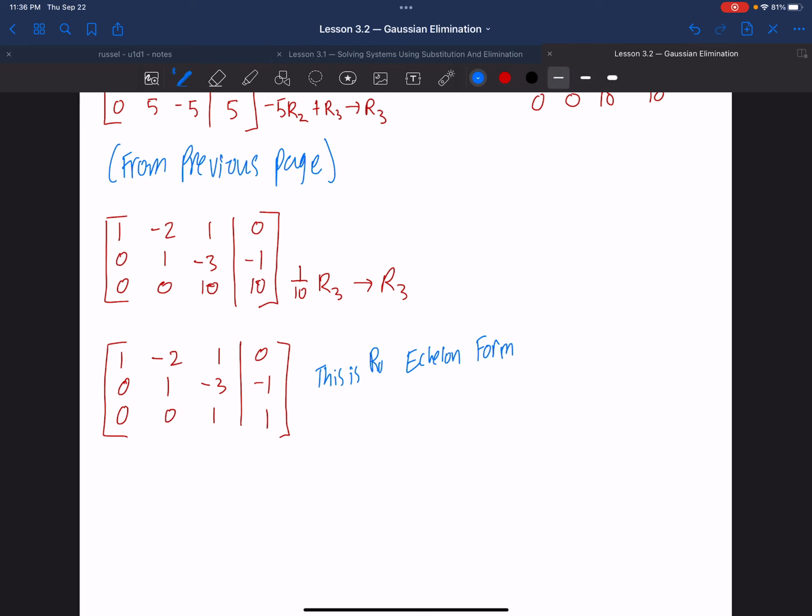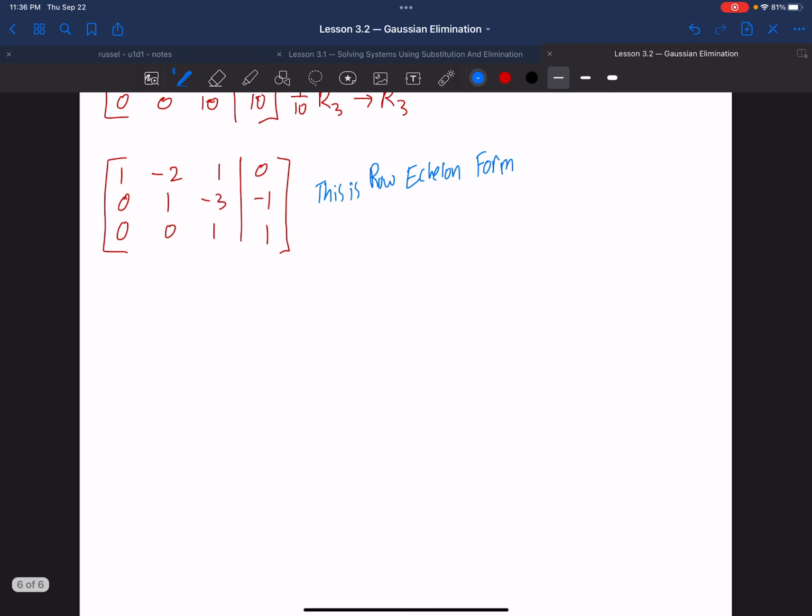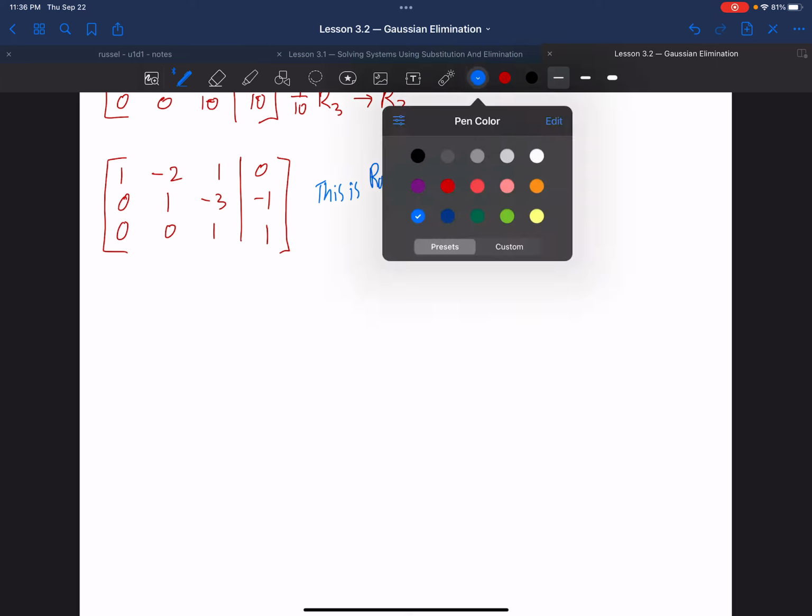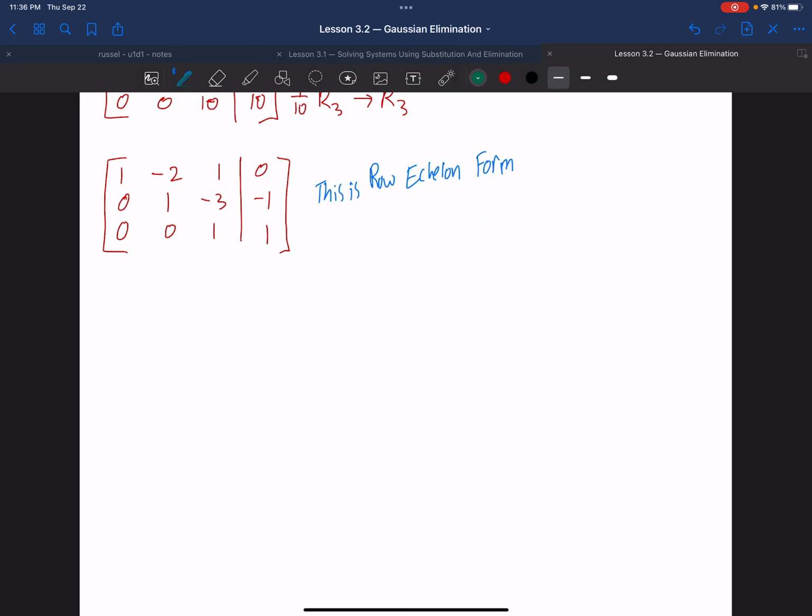Of course, we're not done, but from here, you can use this matrix to solve for the remaining variables. So I'm going to switch back to that green again. This is x, this is y, this is z, this is your constant. So rewrite the system of equations. 1x minus 2y plus z equals 0. 1y minus 3z equals negative 1. And z equals 1.